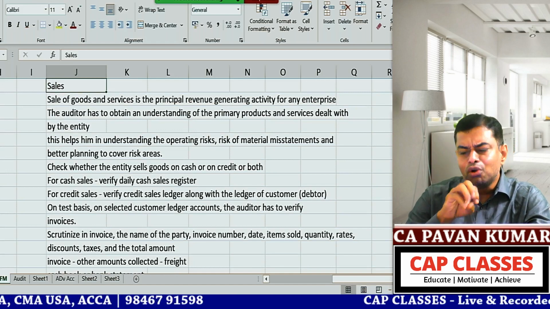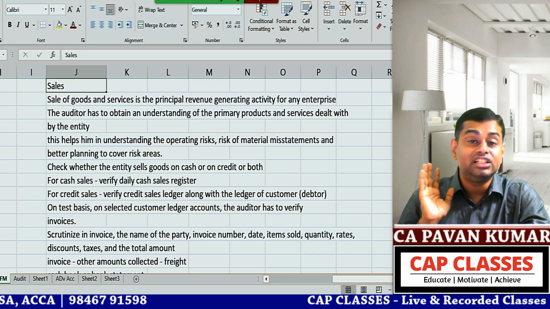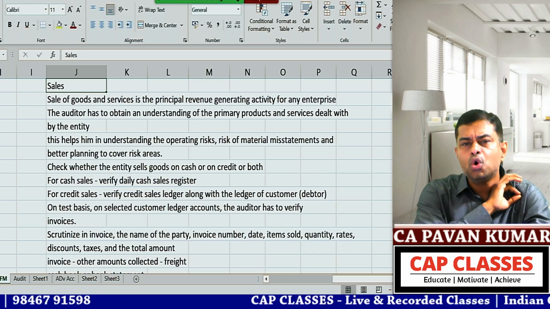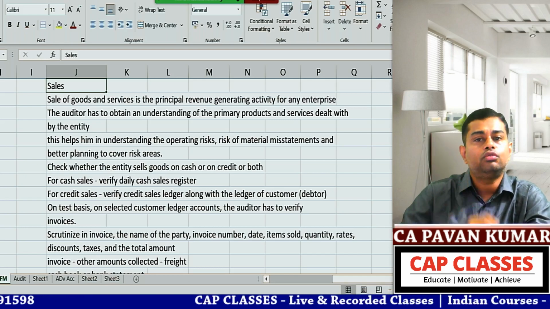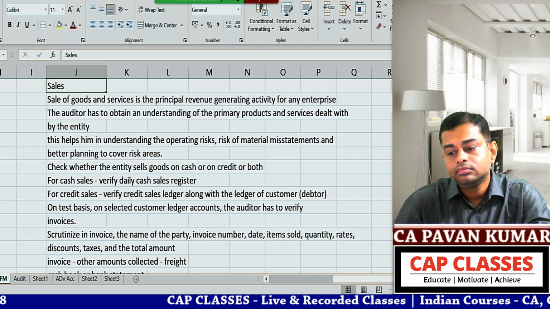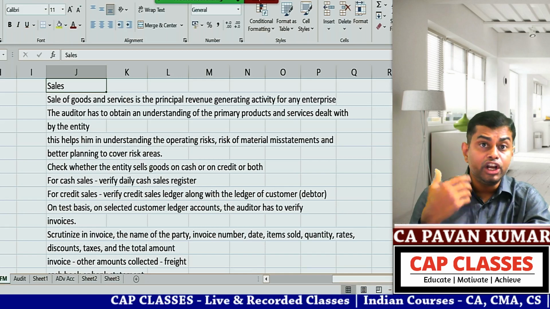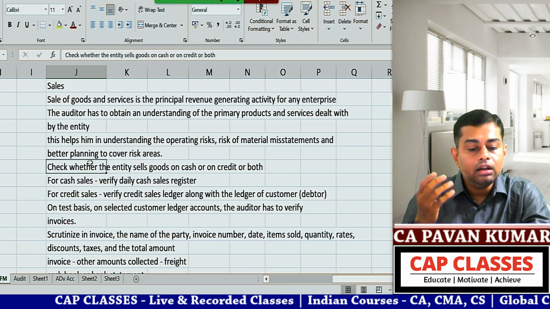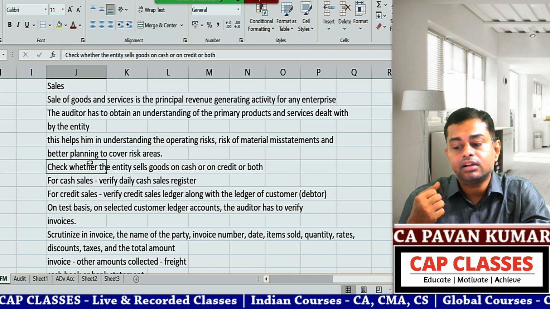Don't just write some points, because the person who is evaluating the paper is not an idiot. He's a qualified chartered accountant. If you are beating around the bush, no hesitation, simply they'll cross it and put zero. You have to write valid points, but you can use your own language, you can construct your own sentences. Are you understanding? If this question is asked, will you be able to write?